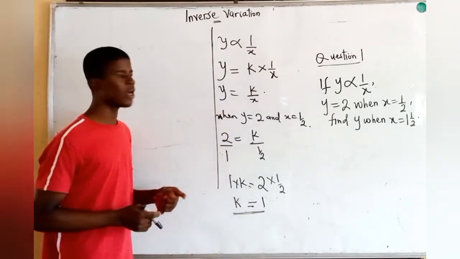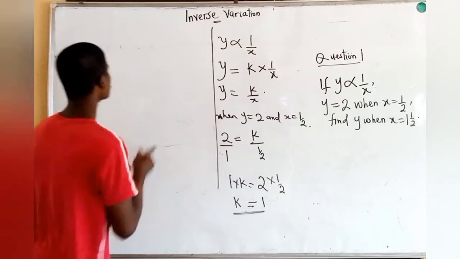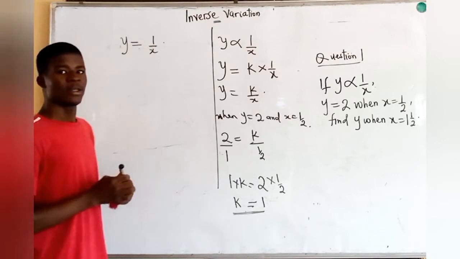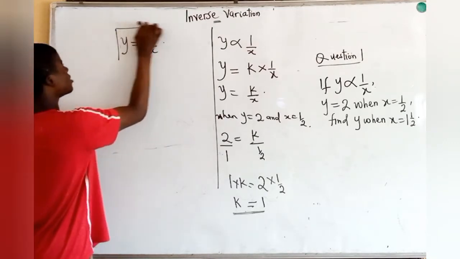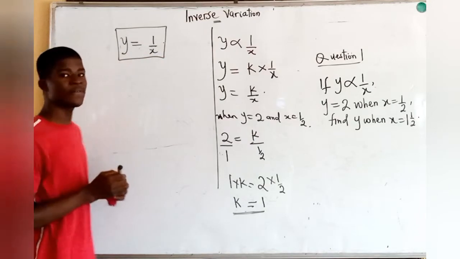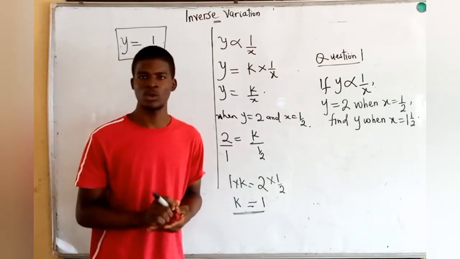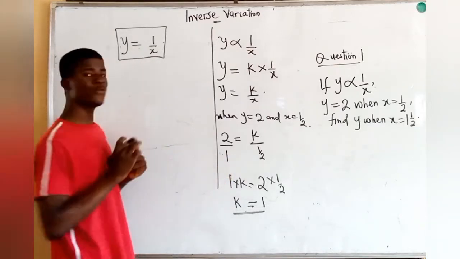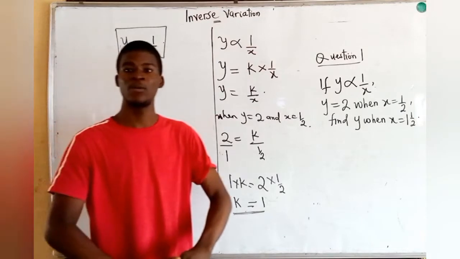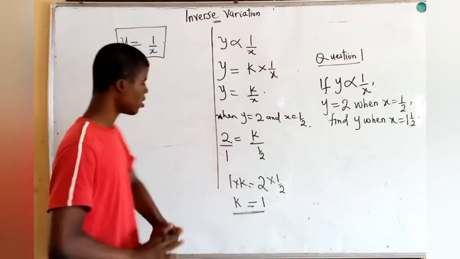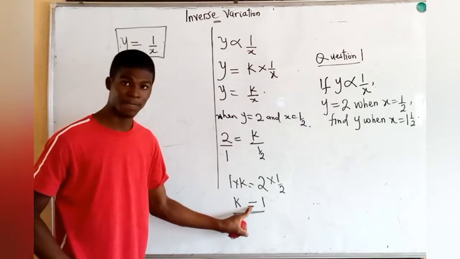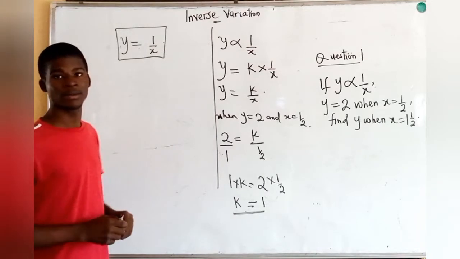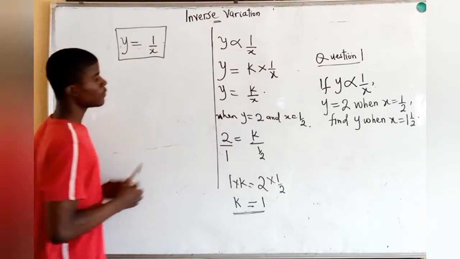So I will substitute for that value now, k equal to 1, into this equation. So I have y is equal to 1 over x. This now is the formula that connects the variables x and y. So if you are asked to find the formula that connects the variables, just like what we did in direct variation, just substitute for the value of k, the constant, into the equation, and you are going to get the formula straight away.